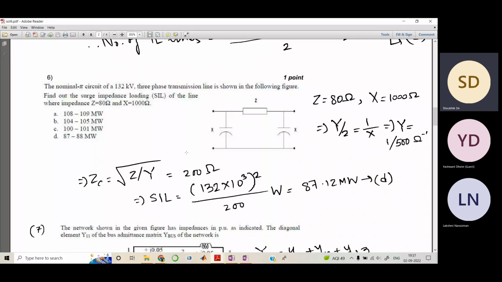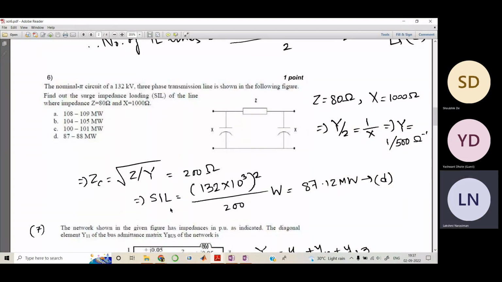Now here you can see, for any three phase network, your power would be 3 into the phase voltage divided by the impedance, right? When I did this, there was no three term here, so there was a bit of confusion. Anyways, when you do this, it comes out to be 87.12 megawatt, which is your option number D.